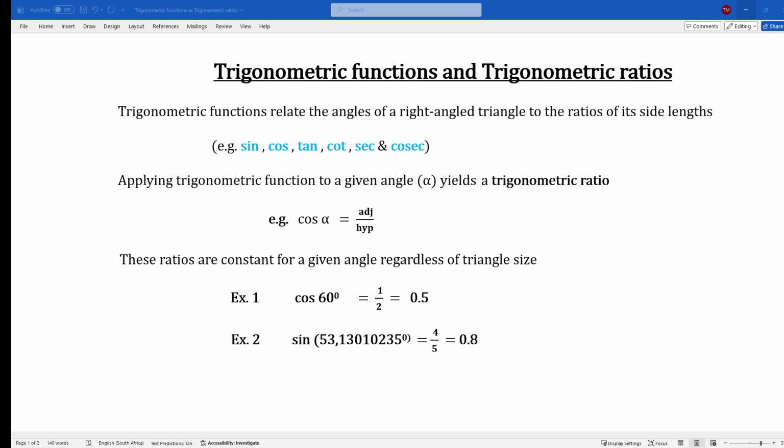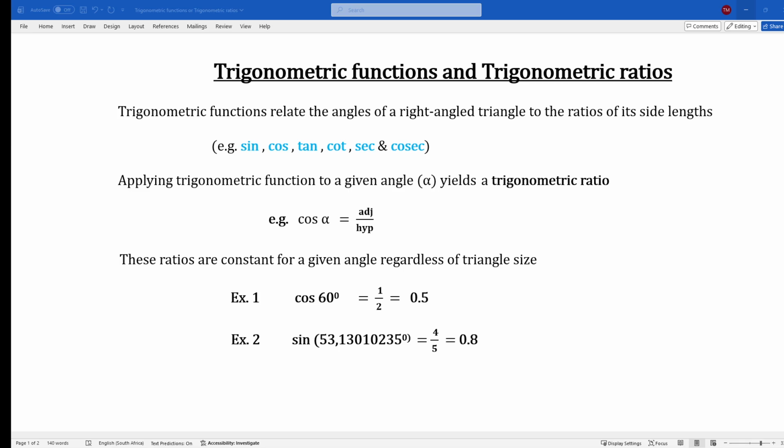In this lesson, we are going to delve deeper into what we learned previously. In the previous lessons, we learned that there's a relationship that exists between the sides and the angles of a triangle. And that relationship is based on what are called trigonometric functions. We have learned that there are 6 trigonometric functions, namely sine, cosine, tangent, cotangent, secant, and cosecant.